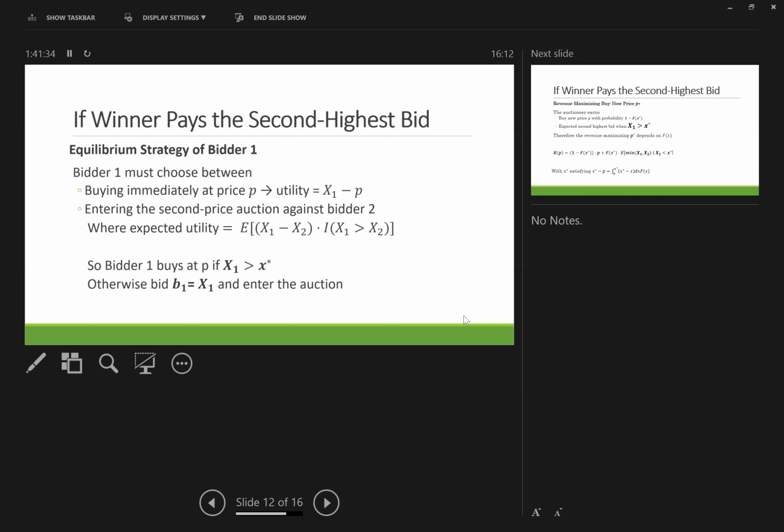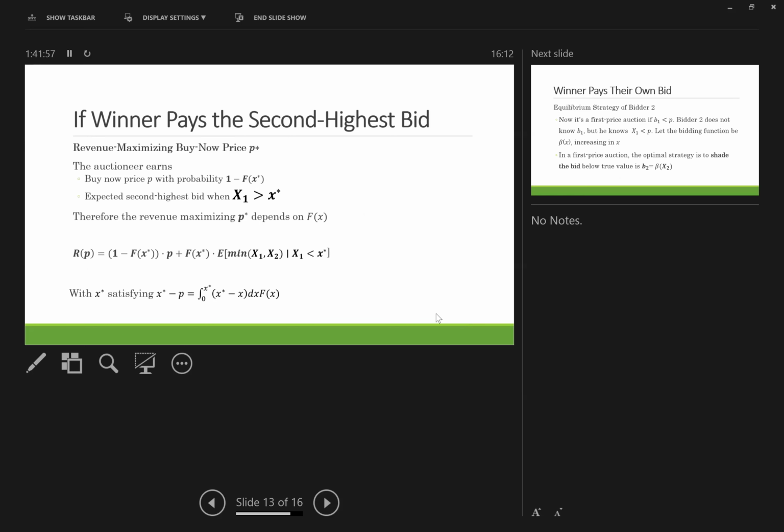Okay, so let's move on. Let's look at the revenue. We've looked at the strategies for each of them, but let's look at the revenue maximizing buy now price. We are saying that the revenue maximizing buy now price is P star. So the auctioneer sets the buy now price P, with the probability that, and then the expected second highest bid when X1 is greater than the cutoff.